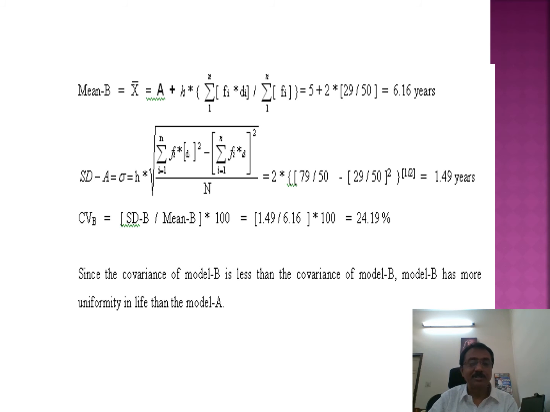Comparing the coefficients of variation of A and B, we see the coefficient of variation for B is less, which means that the model B refrigerator has more uniformity in life than model A.